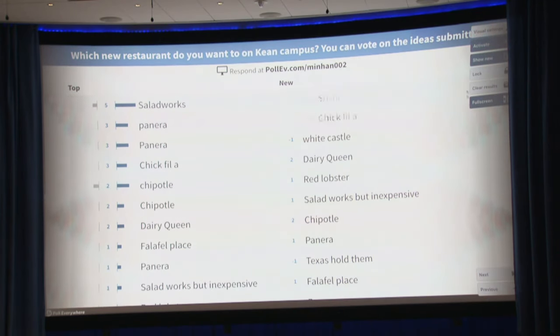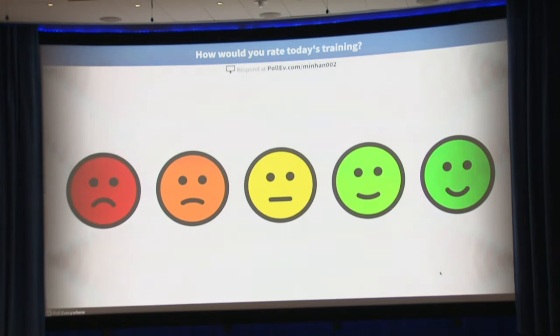Okay, so I'm going to lock this one as well. And then I'm going to move on to the next question. So here, another clickable image rating. How would you rate today's training? Then you can have, I don't like it, you like it, it's okay. You can pick those images.